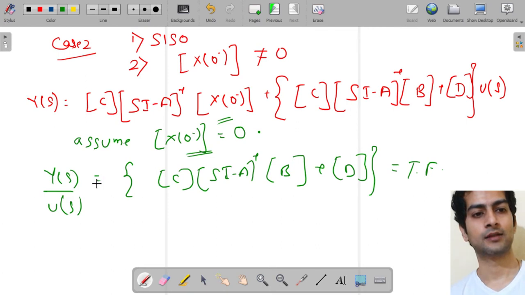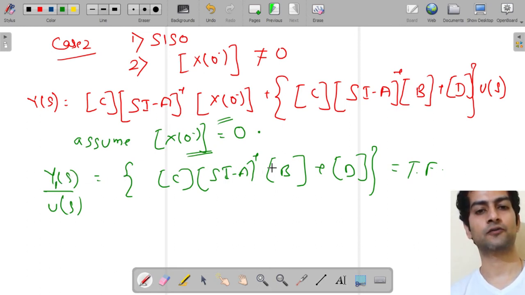Why? Here also we cannot say that this is the overall transfer function. Suppose this is Y1. Why is it not our overall transfer function? Because here we have assumed the initial condition to be 0. The initial condition was not 0 initially, but just for the sake of finding the transfer function, we assumed initial condition 0. Then we found this transfer function.